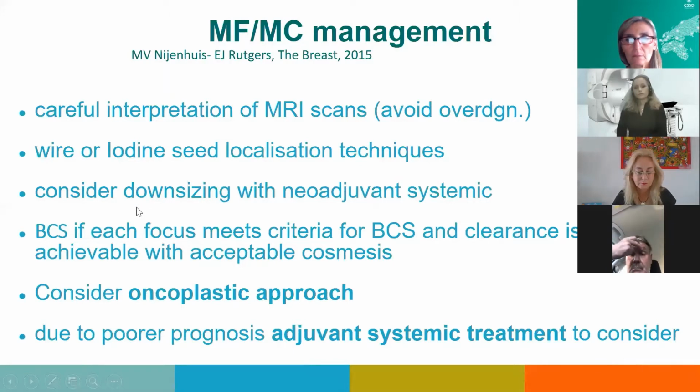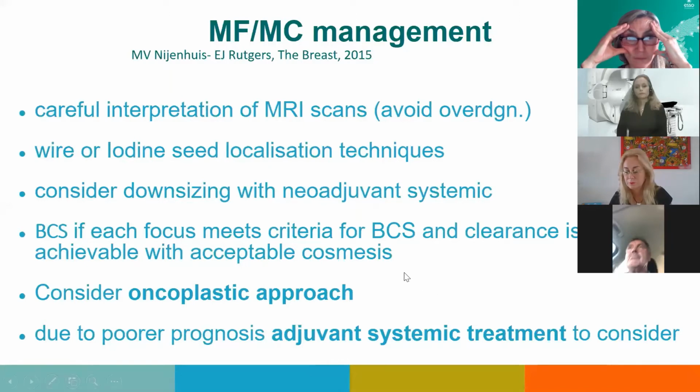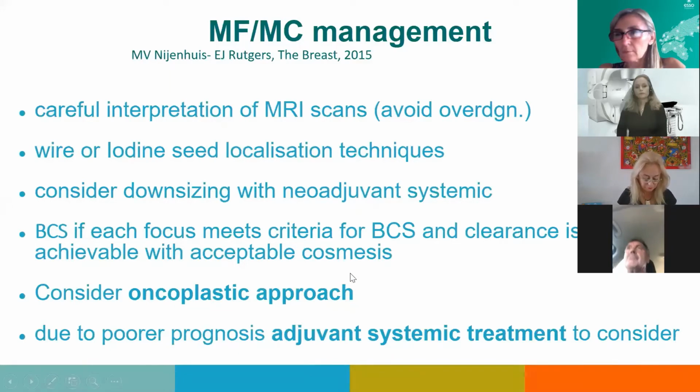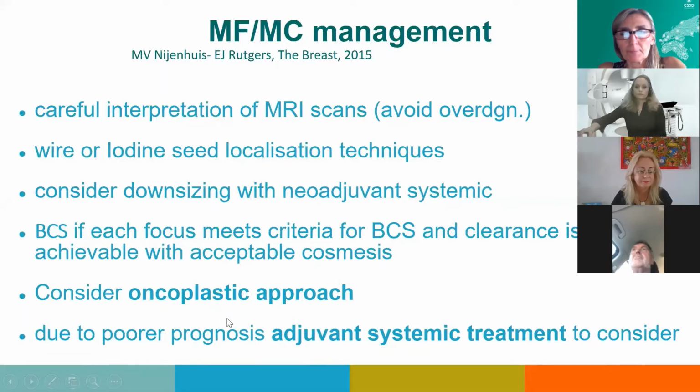Neoadjuvant systemic treatment can always be considered to downsize the tumor itself. And breast conservation surgery can be performed if each tumor focus meets the criteria of breast conservation, and if we can remove each and every tumor with clear surgical resection margins, which is confirmed by histology. Quite often, the approach which can be taken is the oncoplastic approach, oncoplastic mammoplastic techniques, in order to achieve good aesthetic results and safe cancer surgery. Due to the poorer prognosis of these tumors, adjuvant systemic treatment has to be always considered.